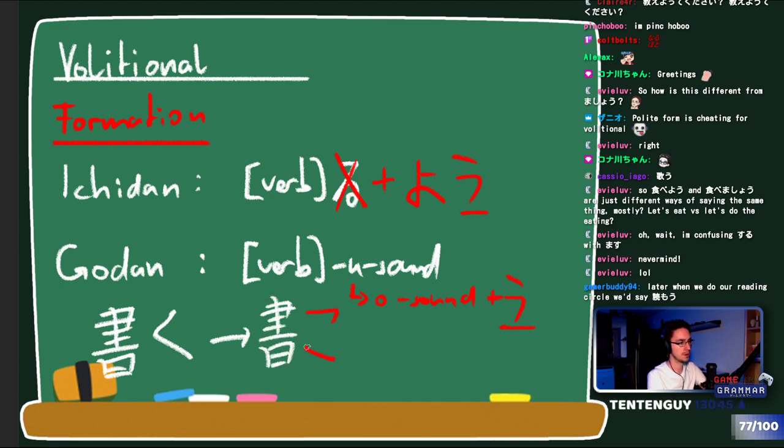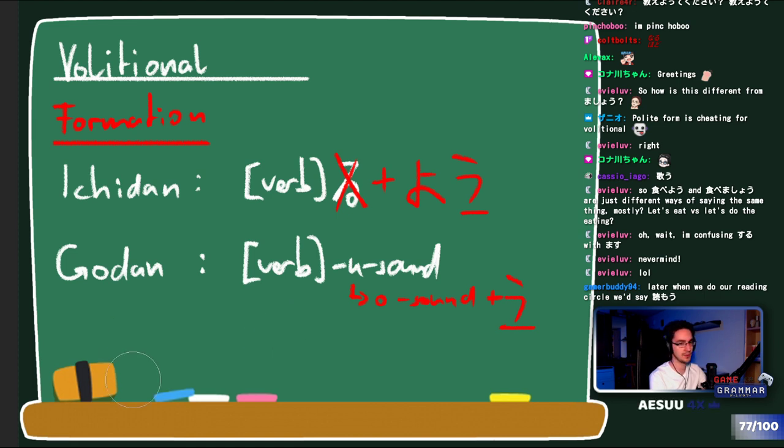Kako. And lastly, adding the u to elongate. Kako, let's write, right? All right, one more example. Just get rid. Oops. That was a bit much there.